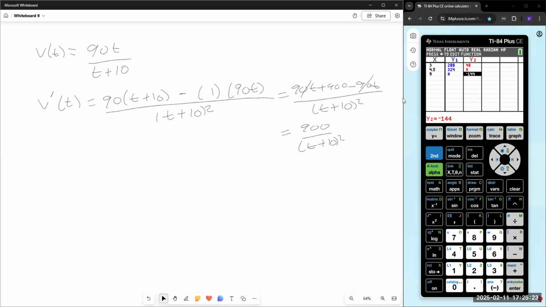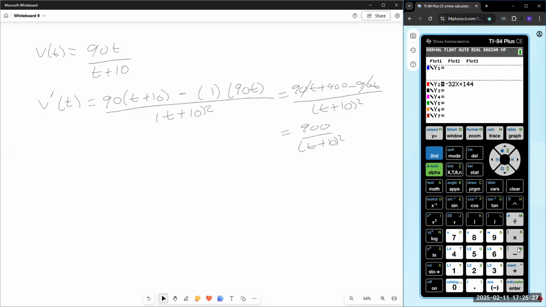Let's go ahead and put these equations in y1 and y2. So I have 90x divided by the quantity x plus 10. And then I have 900 divided by quantity x plus 10 squared.